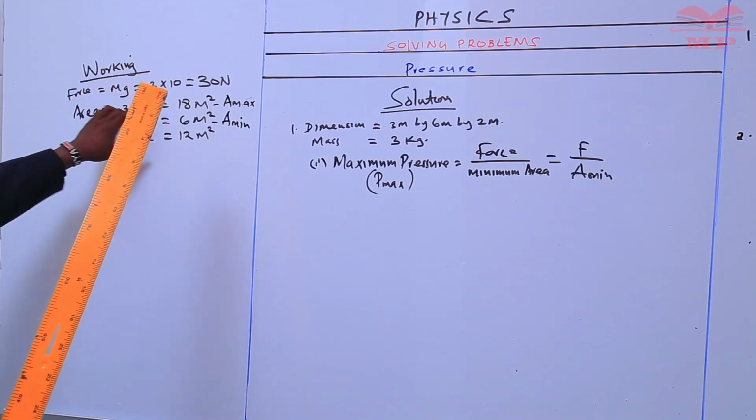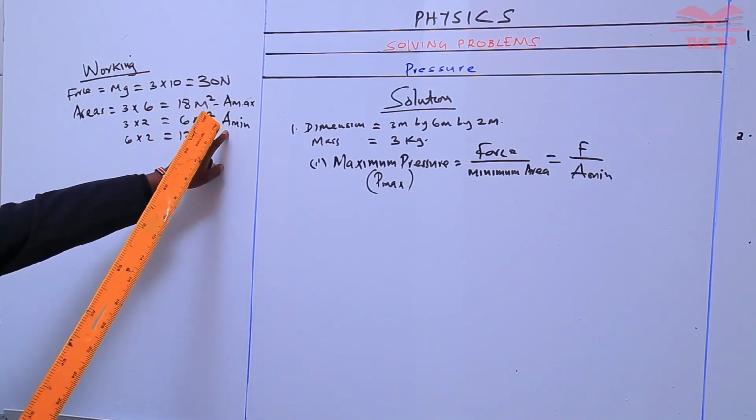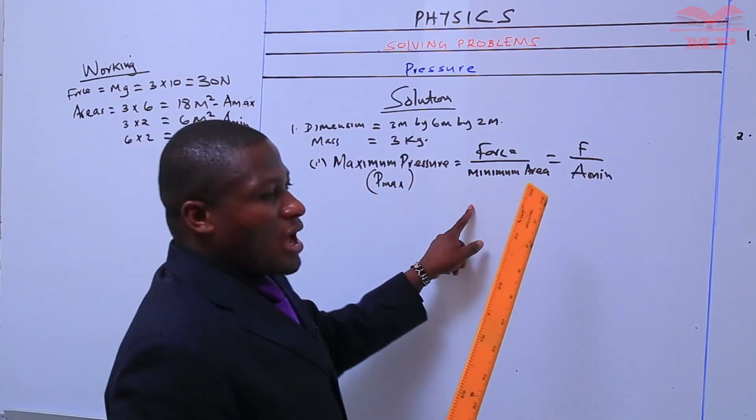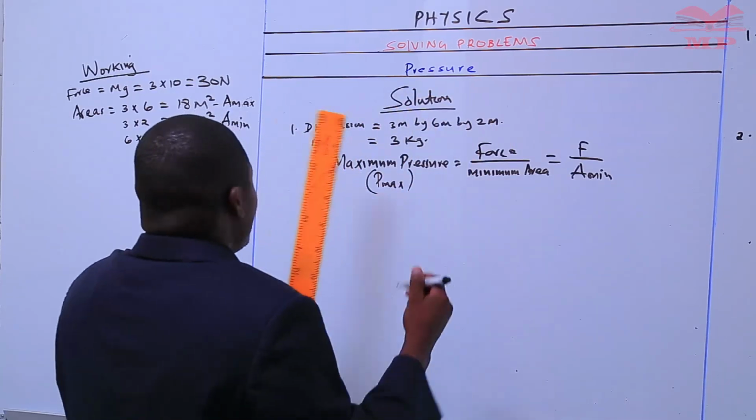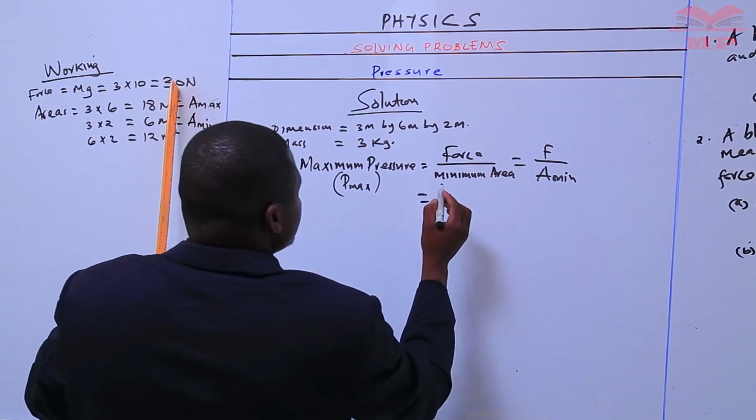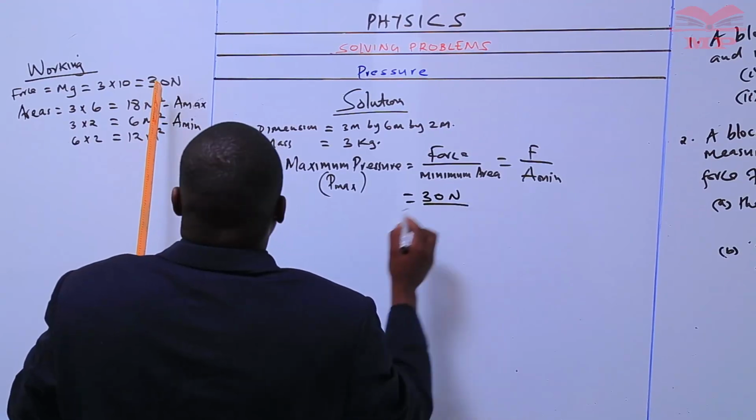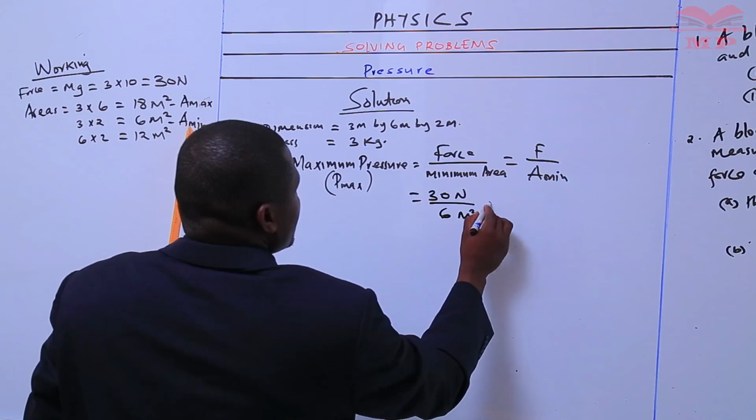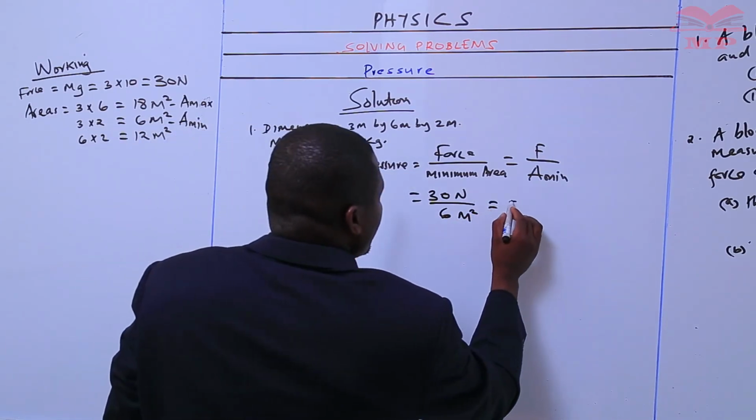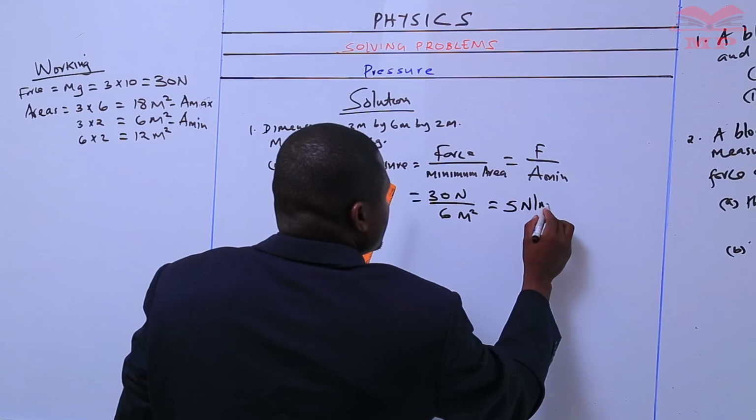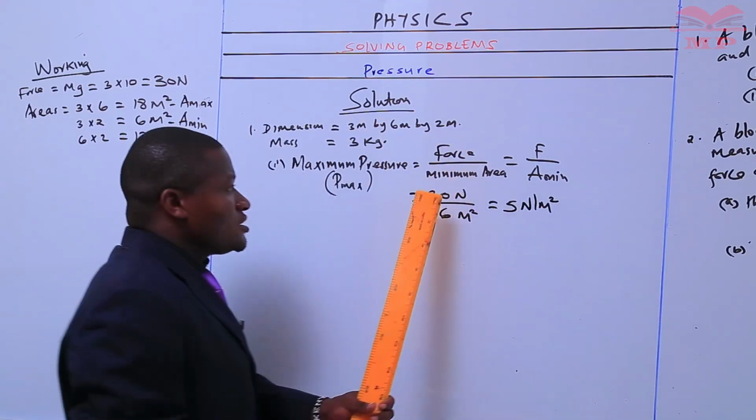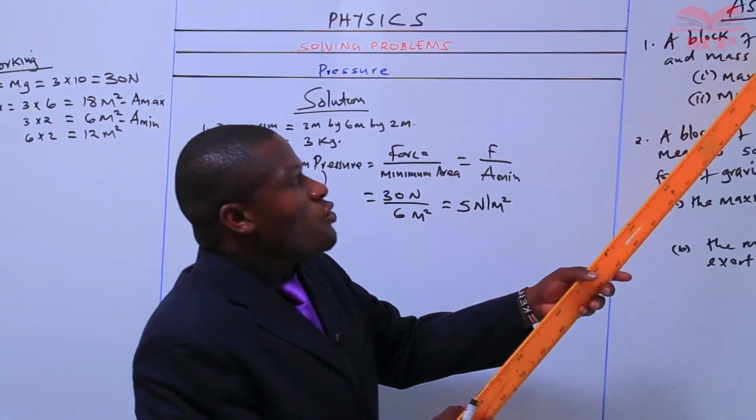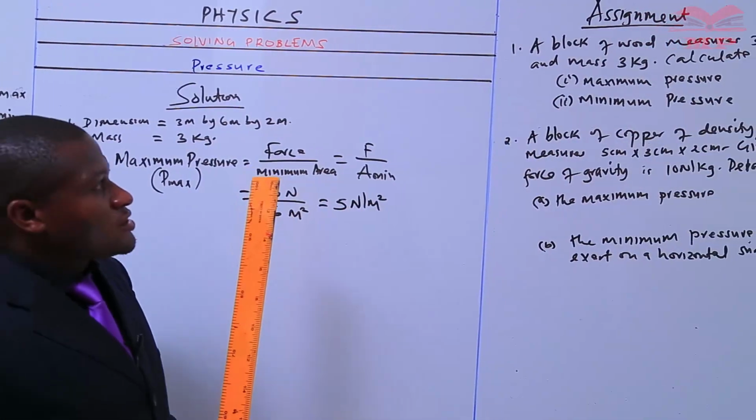So from this working, we have our force, then we have our A minimum, or minimum area. So we just substitute it back in our formula. Our force is 30 newtons. Then we have our A minimum, which is 6 meters squared. When I divide it, I have 5 newtons per meter squared. This is the maximum pressure that the block of wood can exert on the surface.